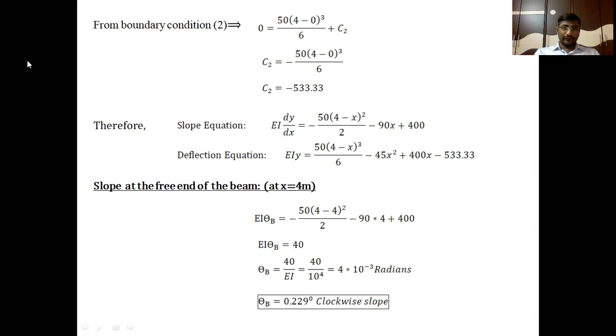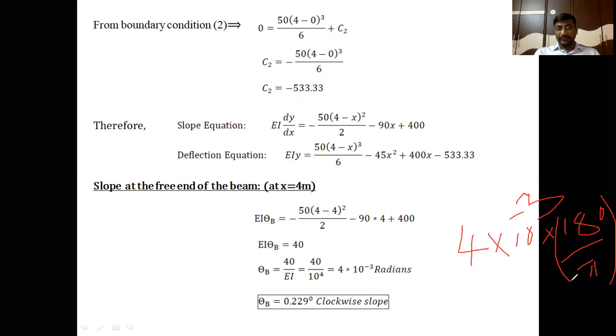4 into 10 to the power of minus 3 is there, and it is in radians. So if you convert this radians into degrees, you have to multiply it by 180 degrees divided by pi. For every pi radians, the degrees is 180 degrees. Pi radians means 180 degrees. So 4 into 10 to the power of minus 3 radian, multiply by 180 by pi, and we will get it in degrees. You can convert to degrees. Clear, students?